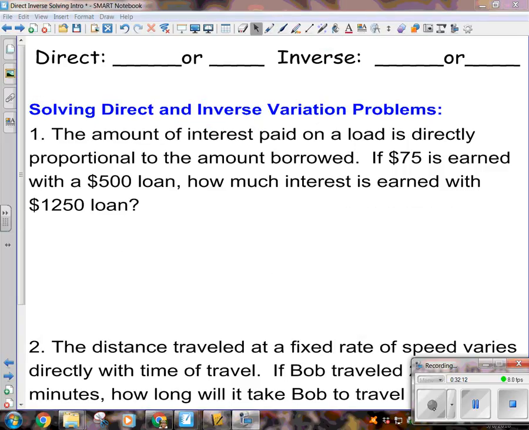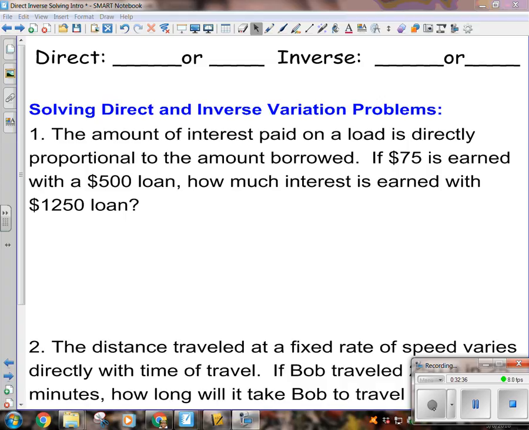All right, we just finished practicing writing equations. When you write equations with direct, to get your constant, you actually have to divide your y number and your x number. That's what you did on the first ones. When you're actually writing equations for inverse, to get the constant, you actually end up multiplying the two numbers. Okay, so we did practice that.